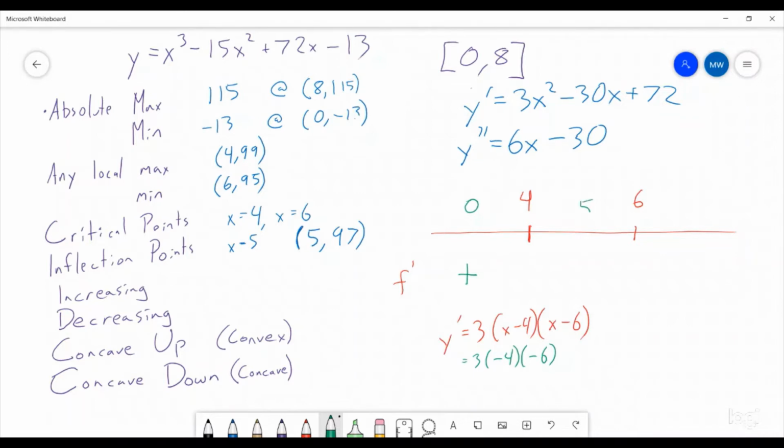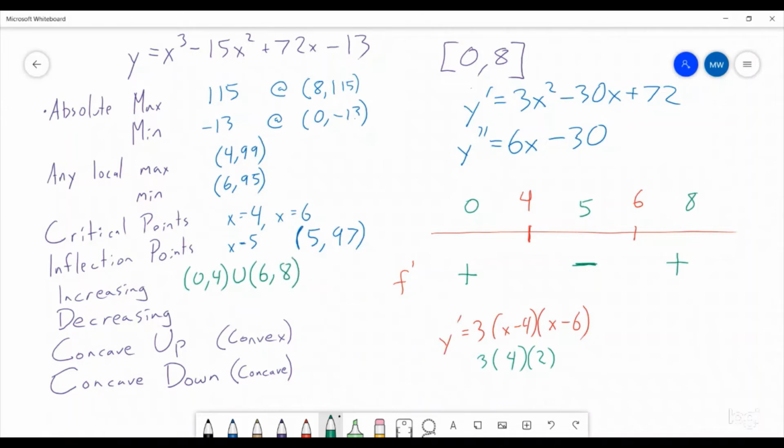But then if we plug in something between 4 and 6, such as 5, what we get is 3 times 1 times negative 1. So that's negative, because we have one negative and two positives, and multiplying those together we get a negative. And if we plug something in bigger than 6, like say 8, then we get 3 times 4 times 2, that's all positive. So when we're asked where is it increasing, it's going to be increasing from 0 to 4, and then again from 6 to 8.